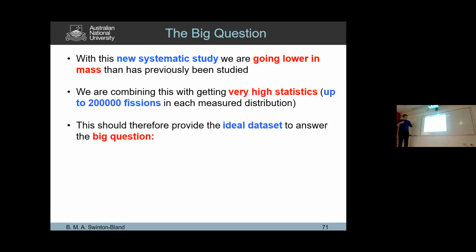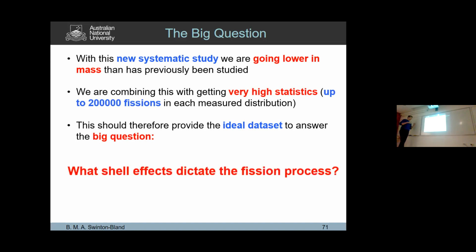Okay, so this means that we should really have the ideal data set to answer the big question, the main question I want to have answered, or at least make significant progress towards in my thesis, which is what shell effects dictate the fission process?